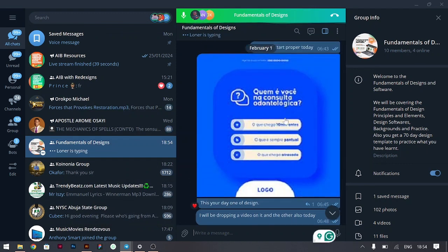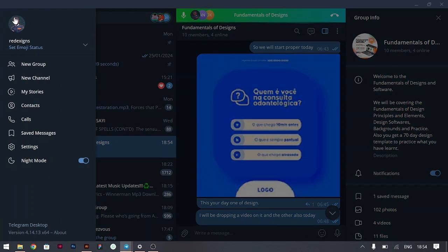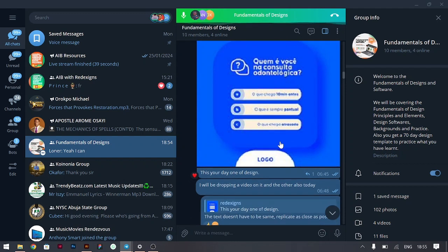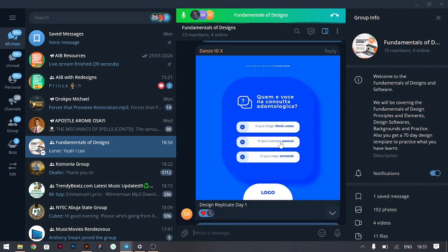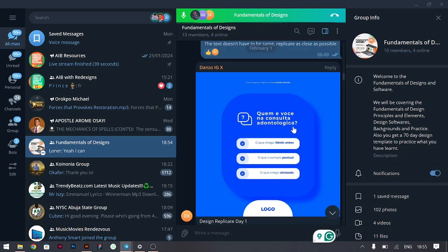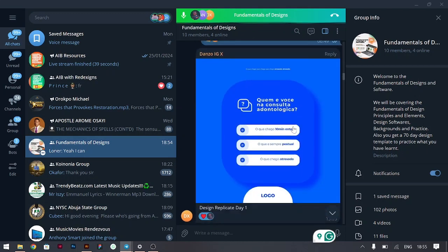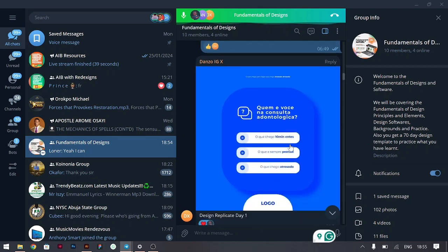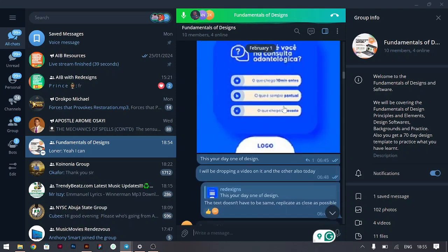So this is the first one I gave you guys. I don't know if it's possible to collapse this. Okay, good. Danzo was kind of the first person to submit on that day, and I think he did quite well with the replication. Although I see something about proximity, a principle of proximity, he applied it, but he didn't apply it to the latter. But so far so good. His designs were actually very good.